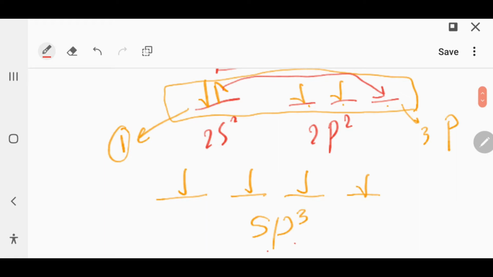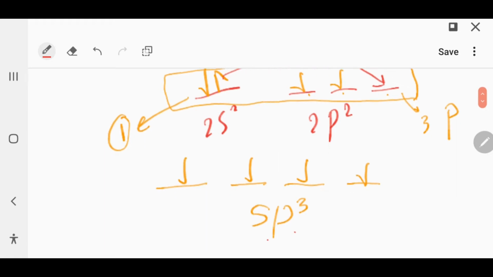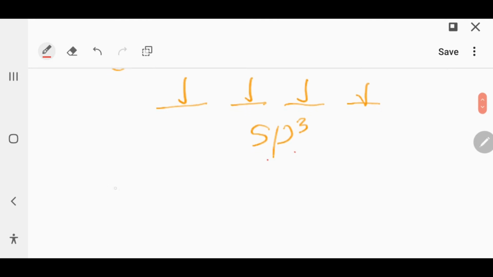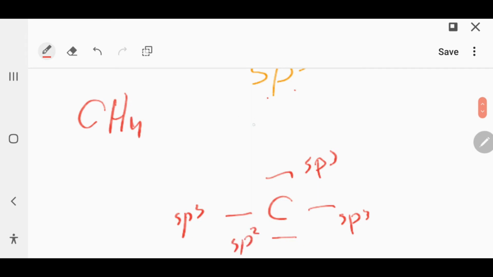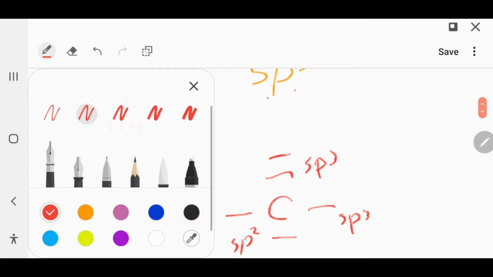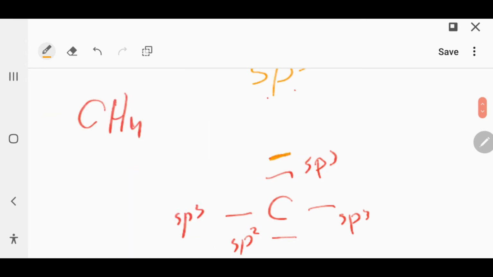This hybridization actually happens in a compound like CH4. So C will have 4 orbitals of sp3, sp3, sp3, and sp3. And hydrogen contains only one s orbital. So the overlapping will happen between hydrogen and carbon to form the covalent bond.